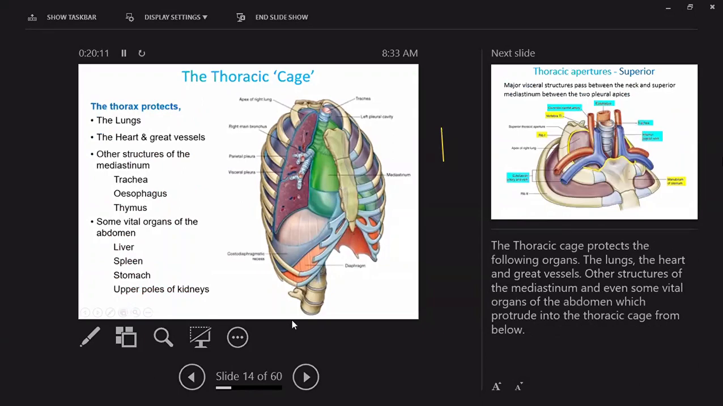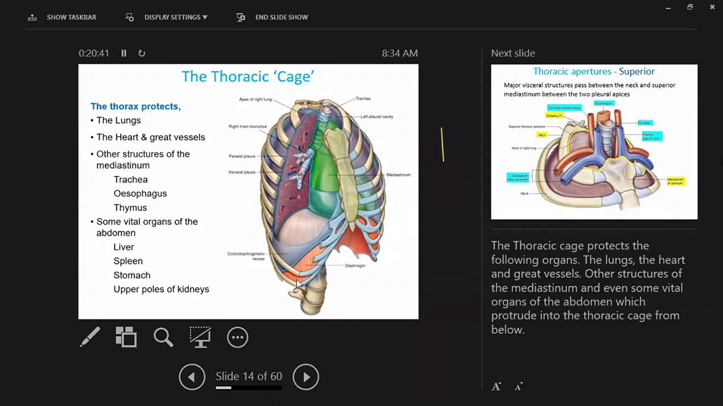What does the thorax protect? It protects mainly the lungs, the heart, and the great vessels, as well as other structures in the middle part, which is called the mediastinum. So it protects the trachea, esophagus, and thymus, which are in the mediastinum, as well as these. Now, these are structures in the abdominal cavity. The liver, spleen, stomach, and the upper parts of the kidneys also project inside the cavity.